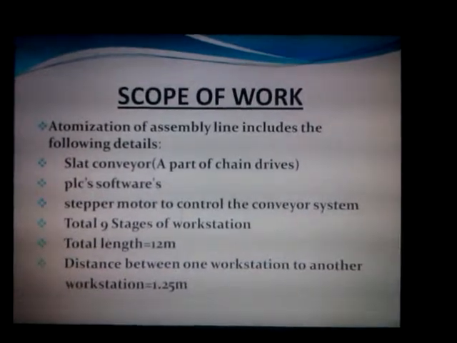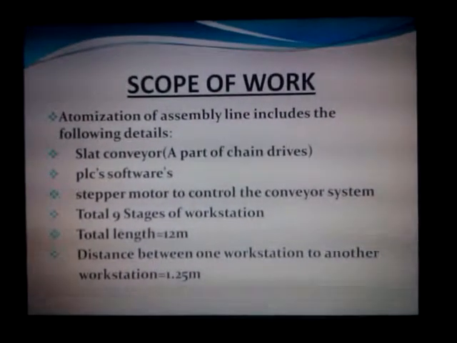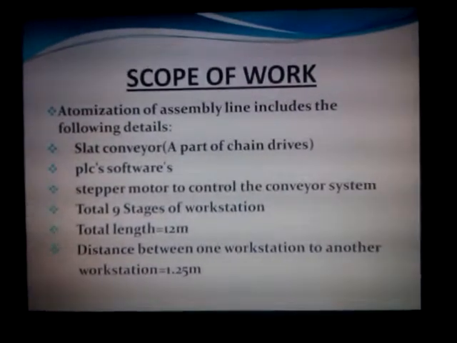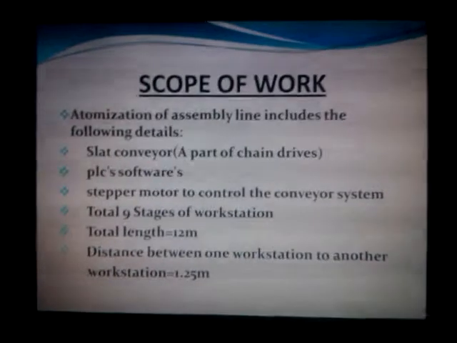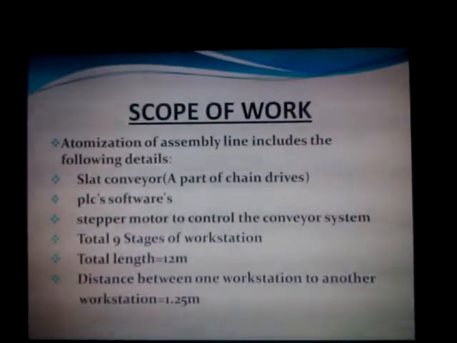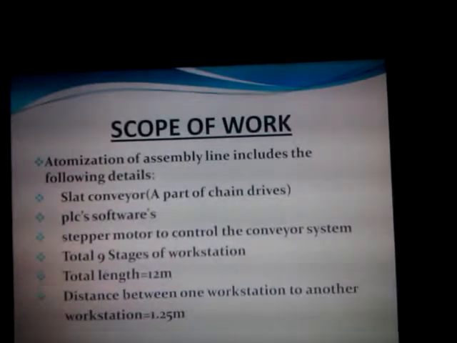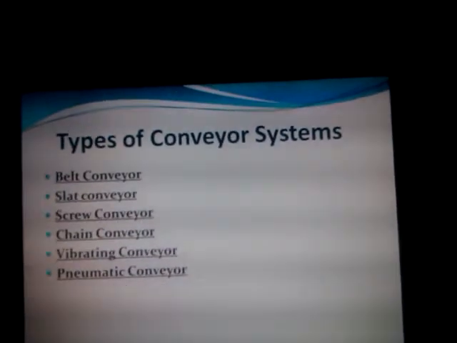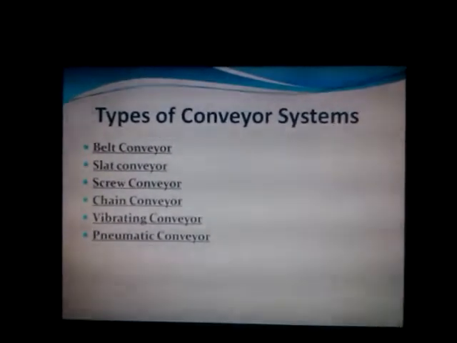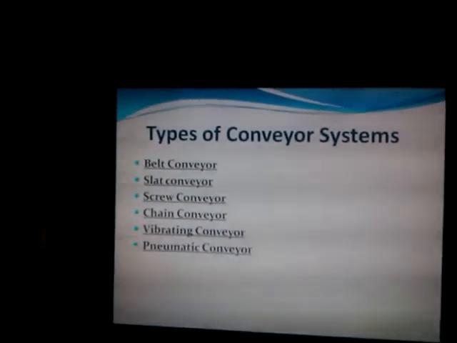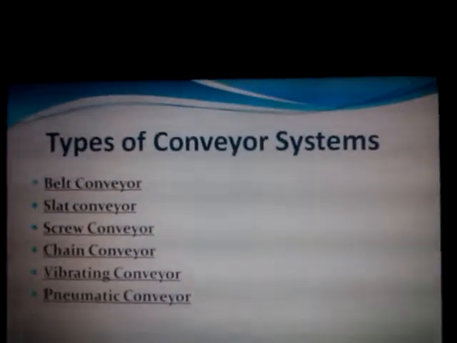Next we will move on to the stepper motor. The stepper motor is generally used to move the slot conveyor from one workstation to another. There will be a total of 9 stages of workstation in our project, and the total length of the workstation will be 12 meters. The distance between one workstation and another will be 1.25. Generally there are various types of conveyor systems: belt conveyor, slot conveyor, screw conveyor, chain conveyor, vibrating conveyor, and pneumatic conveyor. But in our project only the slot conveyor has been used.